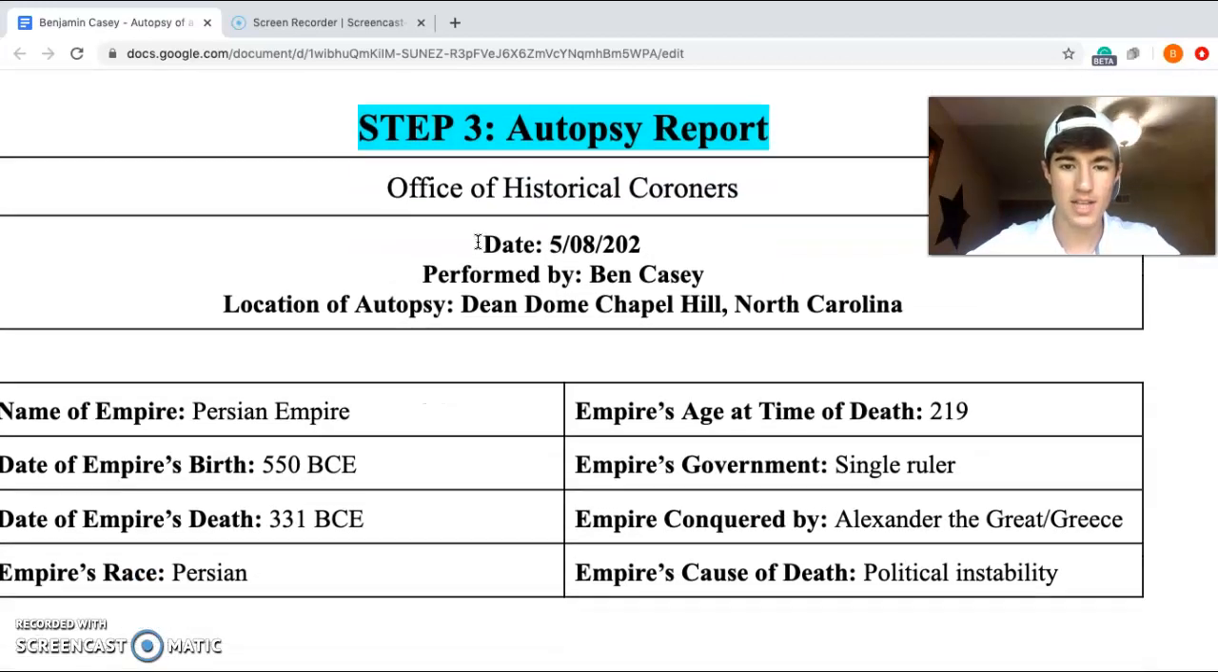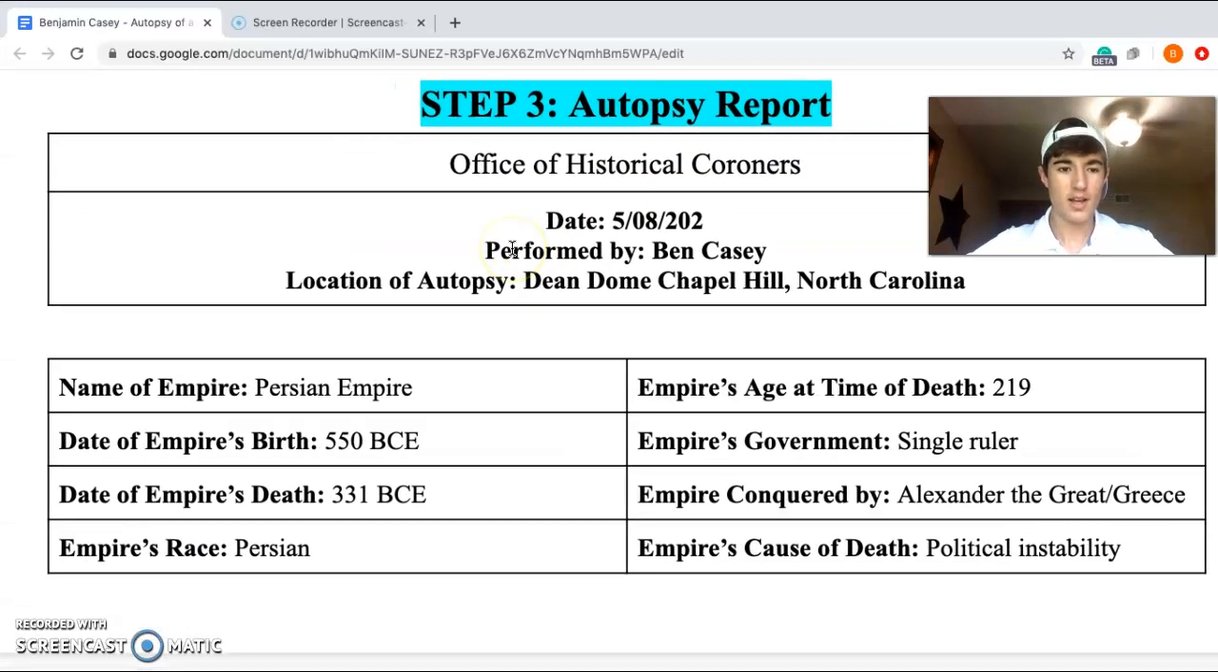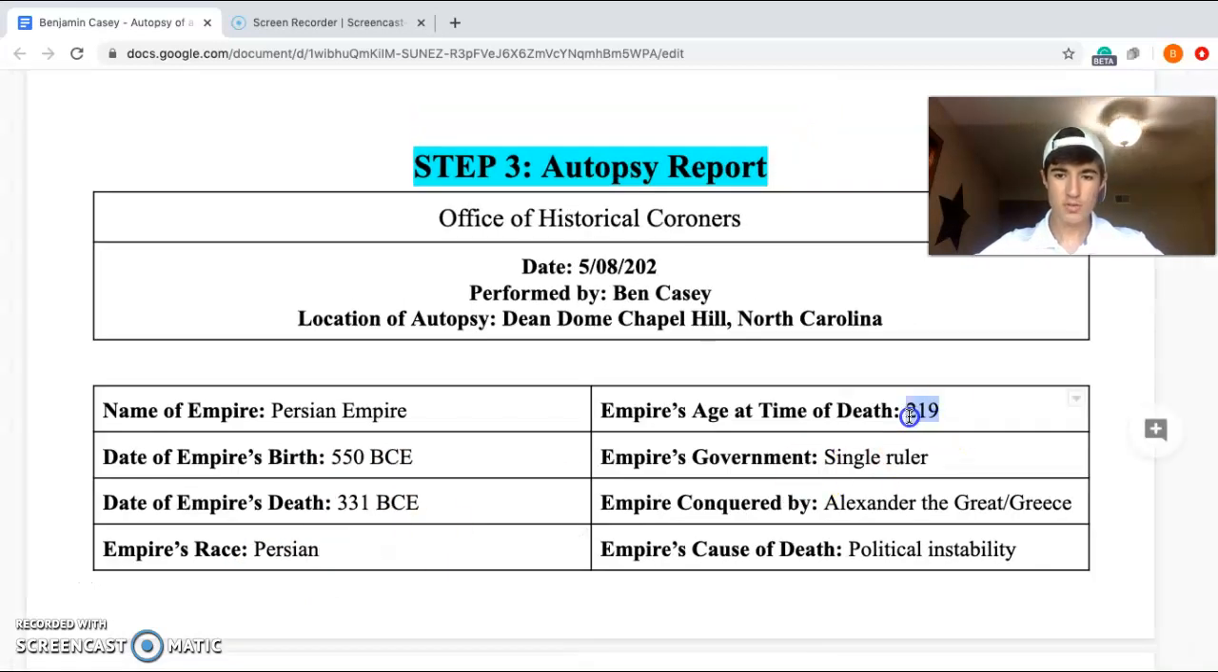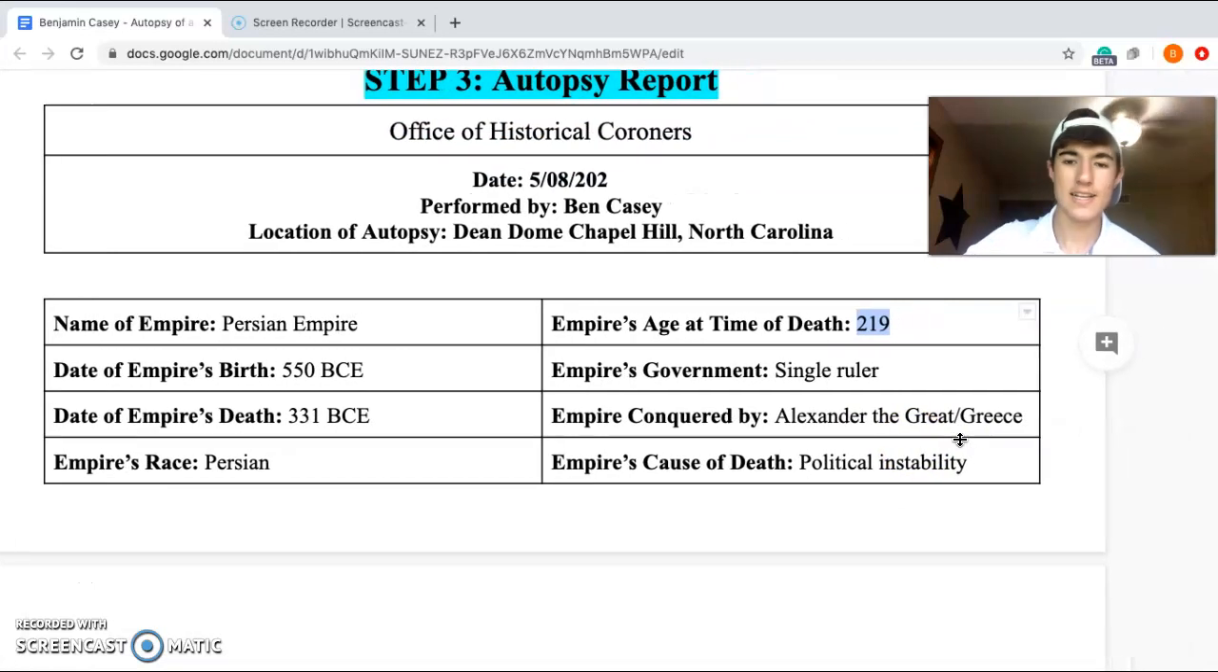If we take a look at the autopsy report here, Persian Empire, founded in 550 BCE, died in 331. The race was majority Persian. It was over 219 years old when it died. Single ruler in the form of an empire or emperor or king, and it was conquered by Alexander the Great in Greece. And why did it die?